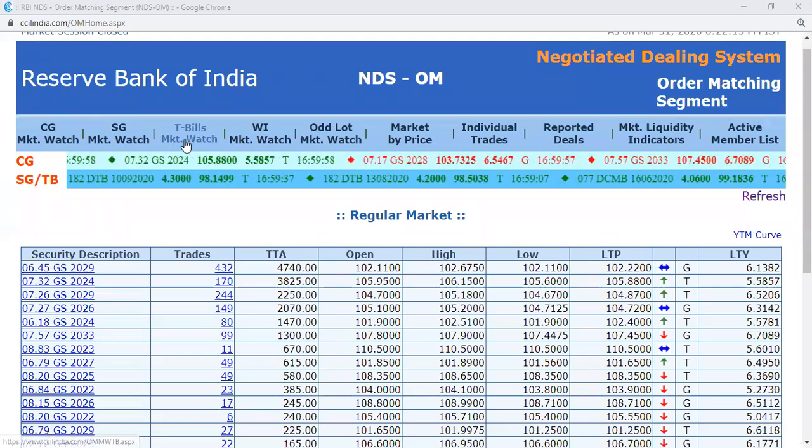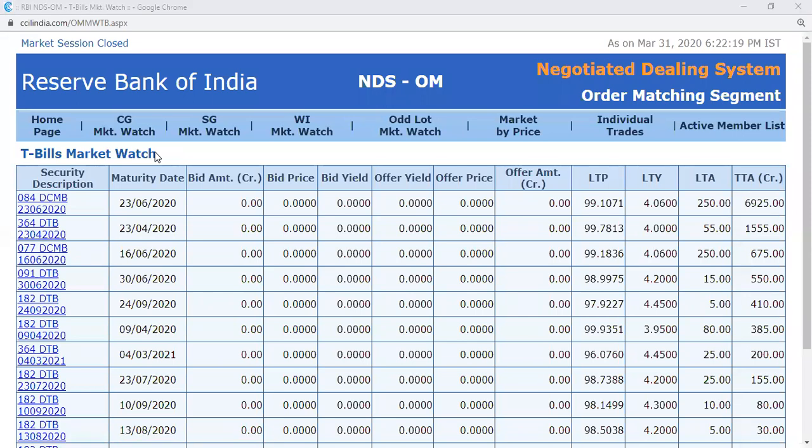So let's look at the first type, treasury bills. This is the treasury bill segment, or the zero coupon bond segment as we call it. Pardon me for the jargon, but I really don't know how else to call a zero coupon bond. These don't have any coupon. If you see, there is no coupon rate.